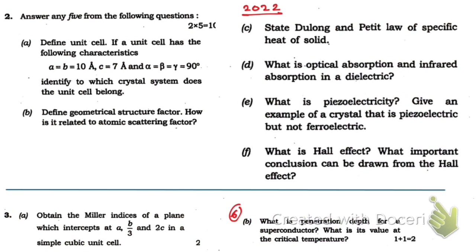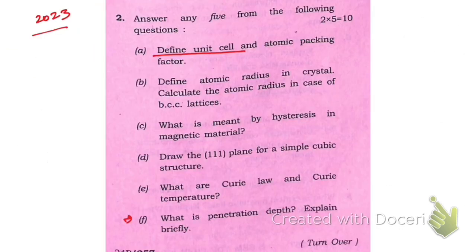Now here you see, these are the 2 marks questions from the 2022 paper. First, it is given: define unit cell. If the unit cell has the following characteristics, then identify which crystal the unit cell belongs to. So first let us define what a unit cell is. This definition of unit cell is also asked in the 2023 paper as well. Let me give you the definition.